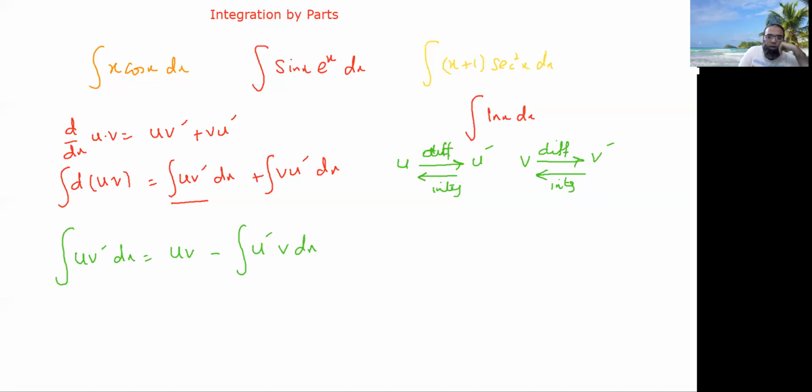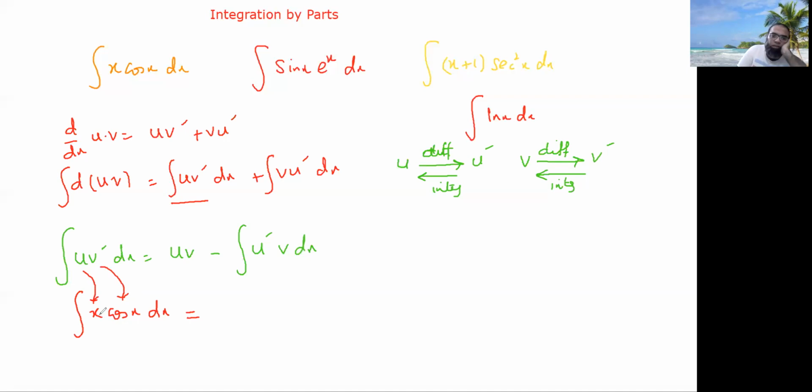Now let me do an example over here. Suppose you have to integrate x cos x. Now this x cos x is clearly a product and there is no direct way of integrating this. So you have to assume that this is your u and this is your v dash, okay?